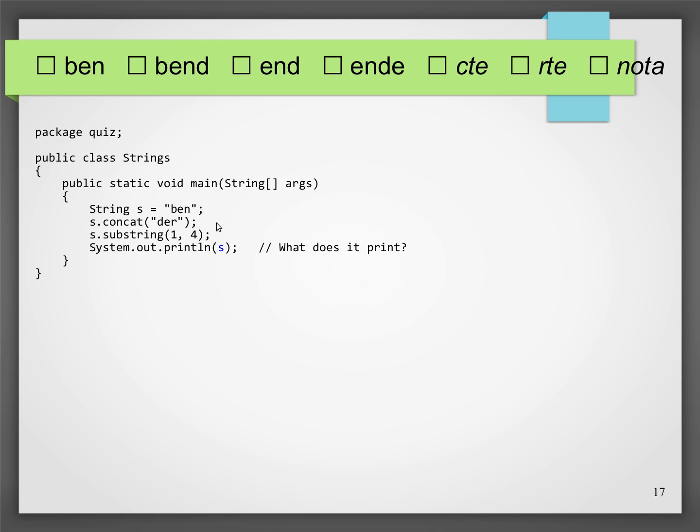So here we construct a Futurama character. I hope you are old enough to remember Futurama. And then we try to extract a substring of Bender.